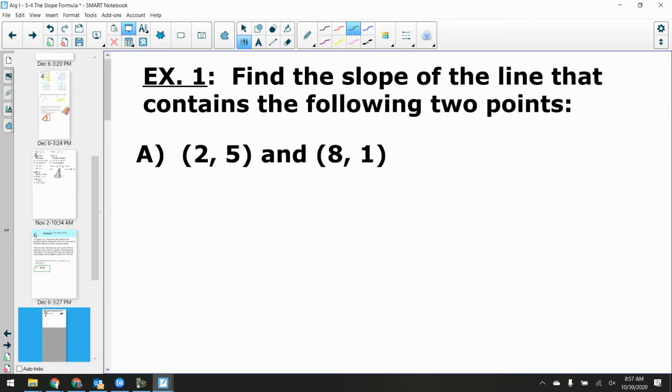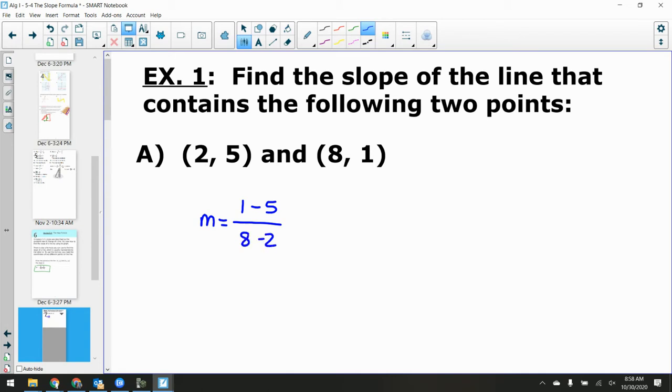Okay. So find the slope of a line that contains the following 2 points. It doesn't matter which one you call x1, y1, which one you call x2, y2. You just have to keep them organized. Here's what I mean by that. The slope is going to be the difference in the y coordinates. So let's go from the second coordinate to the first. 1 minus 5 divided by 8 minus 2.